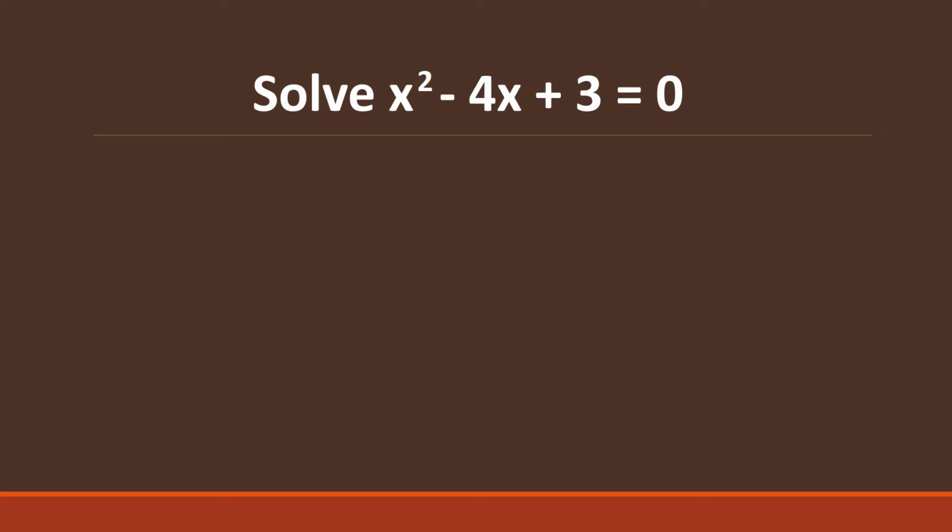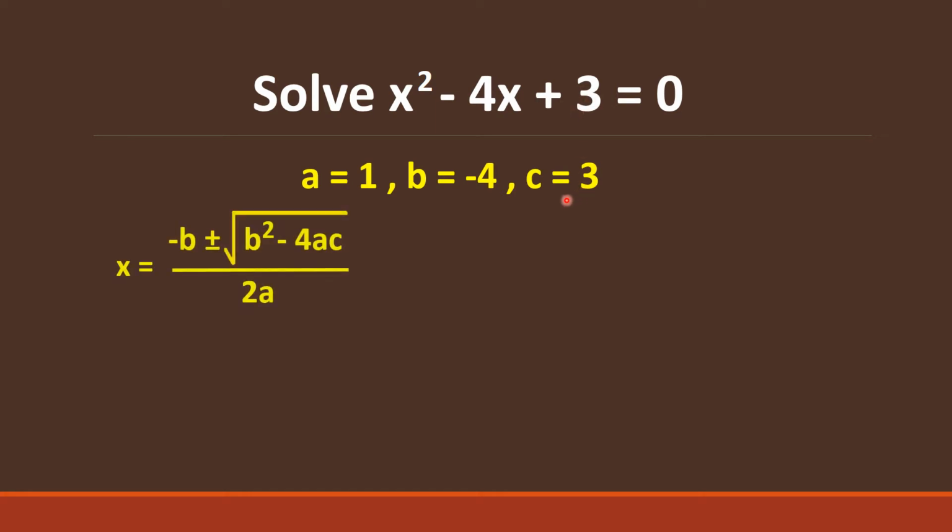Now, let us consider a problem. The quadratic equation given here is x square minus 4x plus 3 is equal to 0. So, a is 1, b is minus 4 and c is 3. Now, let us apply the quadratic formula.